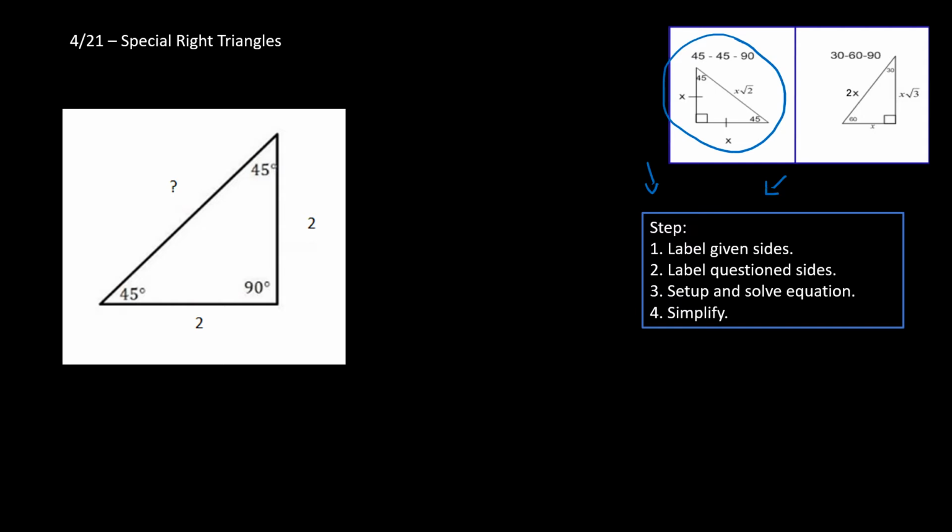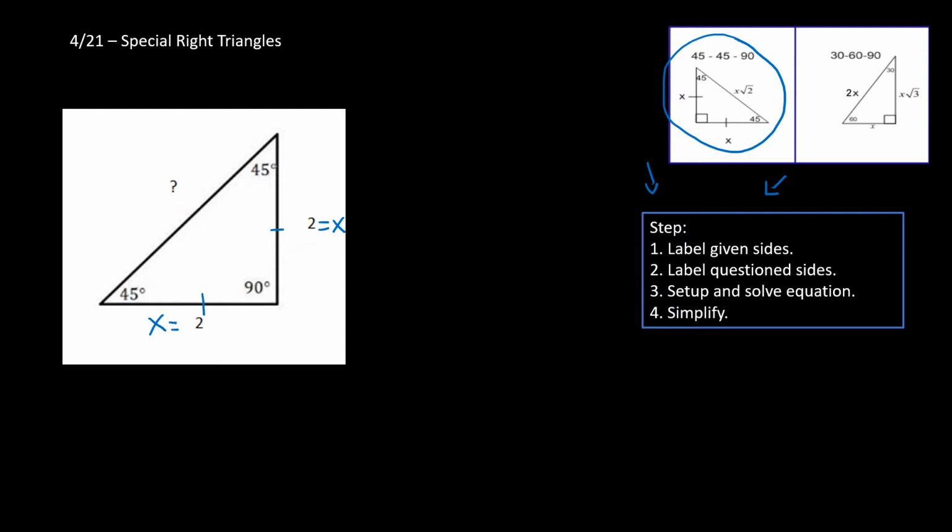With this, we want to make sure that we label our given sides. What I mean by labeling our given sides is we want to identify the value, but we also want to indicate the variable here. So we know that x is equal to 2, and we can say that 2 is equal to x. We know that these sides are congruent. Very cool.